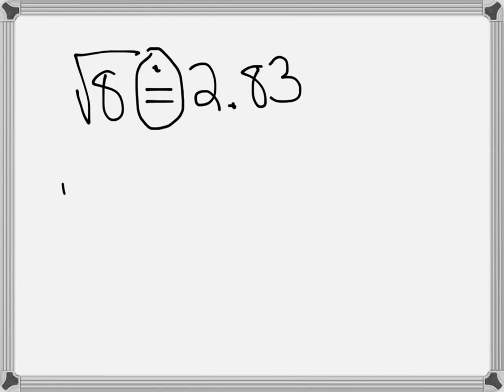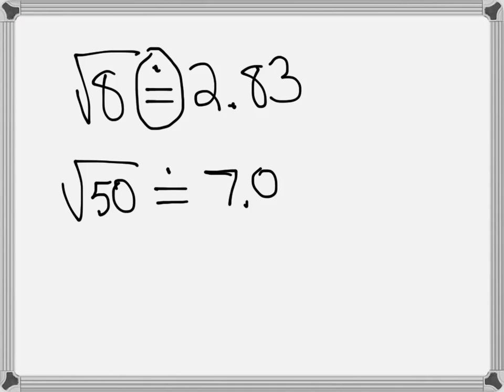Just as another example, the square root of 50. It's very close to the perfect square of 49, which is 7 times 7. The square root of 50, therefore, has to be very close to 7. It's actually 7.07, approximately equal to. Use your knowledge of perfect squares to estimate these other kinds of numbers.